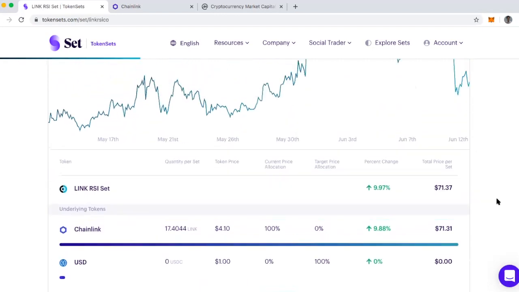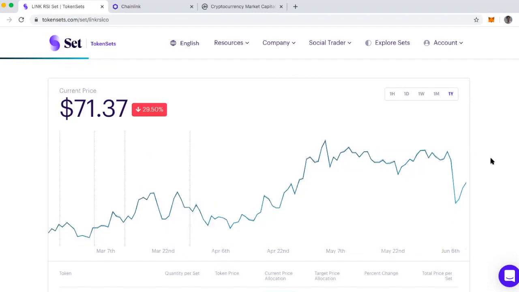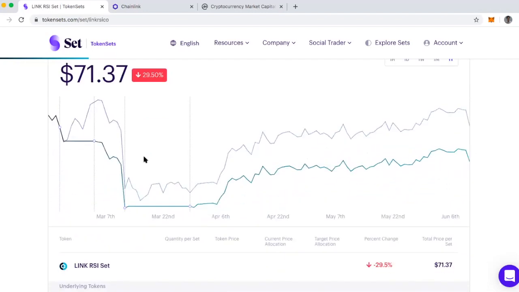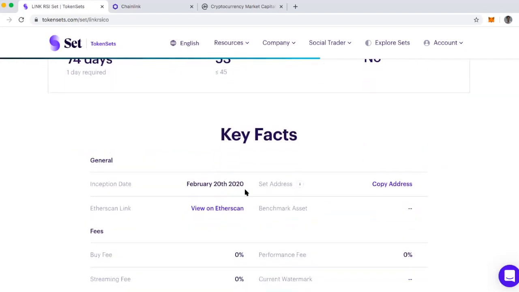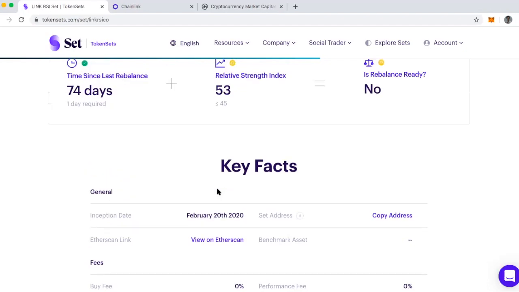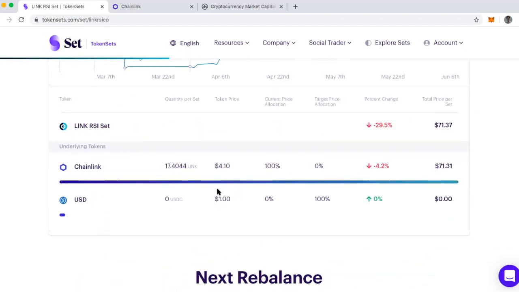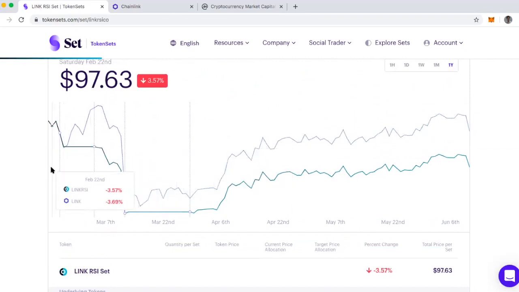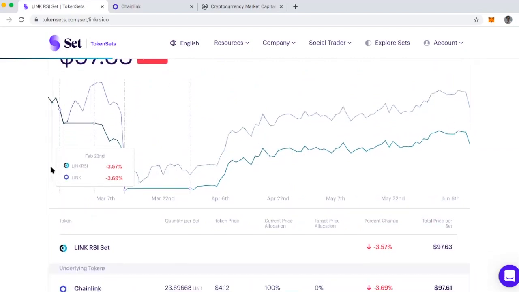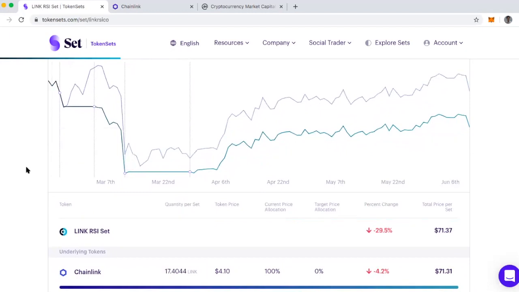What else here? Yeah, let's look back a little bit further. So this set launched on, oops, here we go. It launched on February 20th, so about 10 or 12 days before the other one. And so we have a little more history to this, but not much. These are short time frames to consider, and they haven't been able to show how they perform in all sorts of different markets.